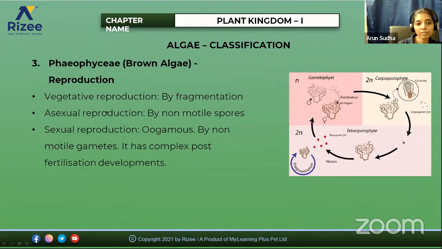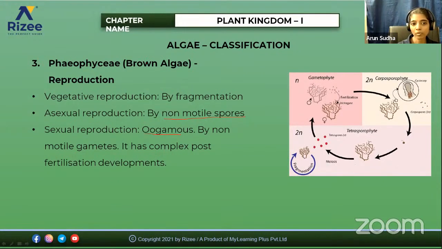Here also the vegetative reproduction is by fragmentation, and there is asexual reproduction. So here the main difference is to be noted down. Previously in green algae and also in brown algae, we saw that asexual reproduction is by zoospores. Here it is by non-motile spores. And sexual reproduction is oogamous by non-motile gametes. And it has complex post-fertilization developments.